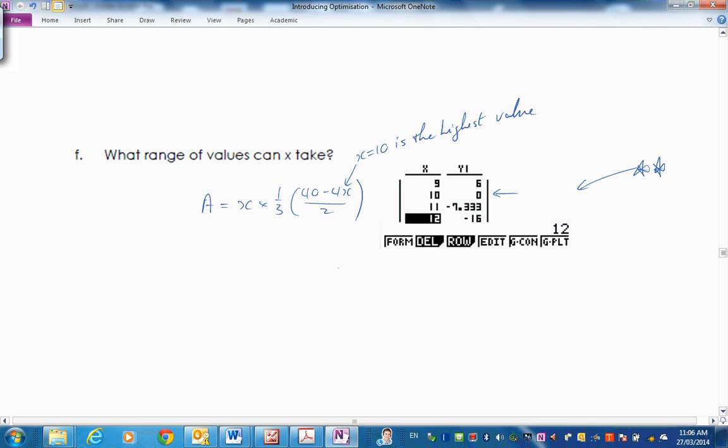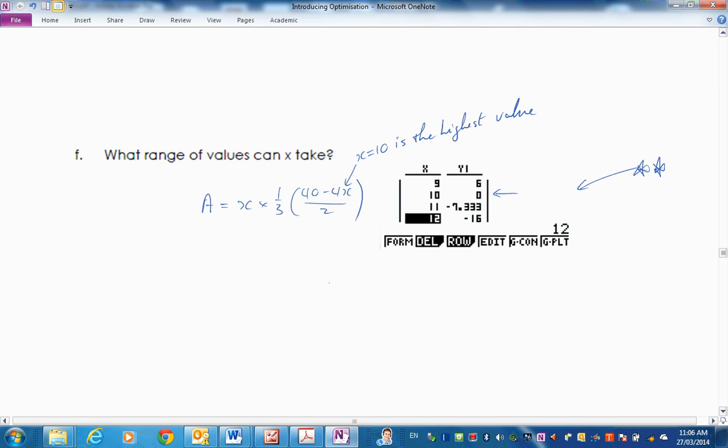And practically, what is that? Well, you had 40 metres of fencing. If you take 4 lots of 10 off, then you have no fencing left. You can't take more than 4. You can't take 4 lots of a number bigger than 10. You didn't have that many metres to start with.